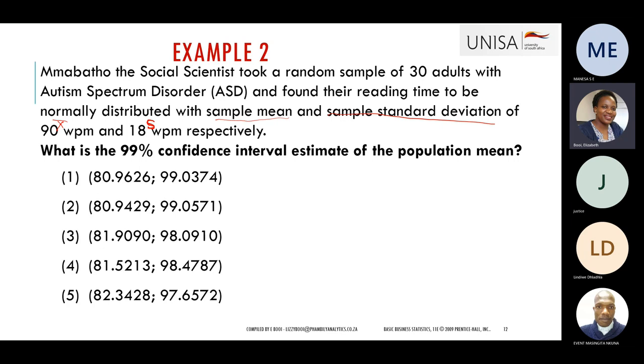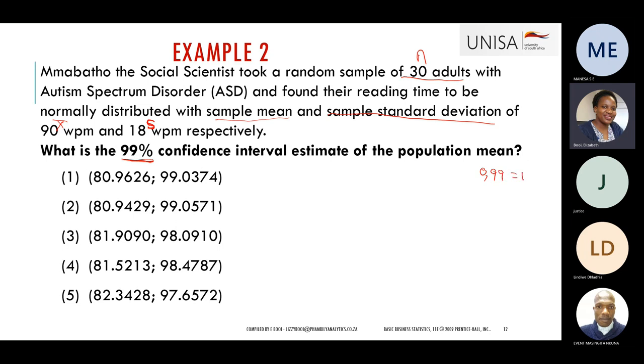Remember that for population parameters, we use the Greek letters. For the sample, we always use the Roman letters, right? So what else is given? They have given us our n, which is 30. They are also asking us to find a confidence interval at a 99% confidence level. And you can go and do the same.